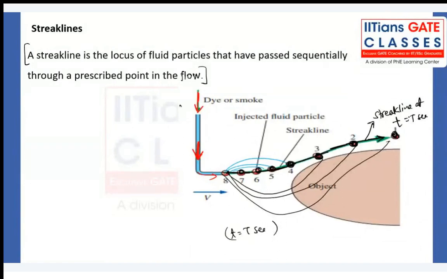So these are the path line for first particle, path line for second particle, path line for third particle, path line for fourth particle, something like this.